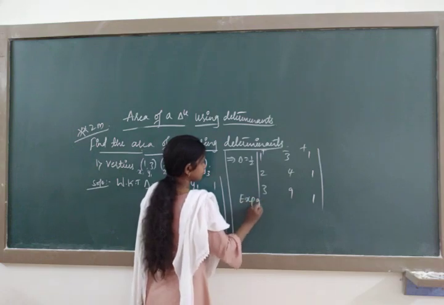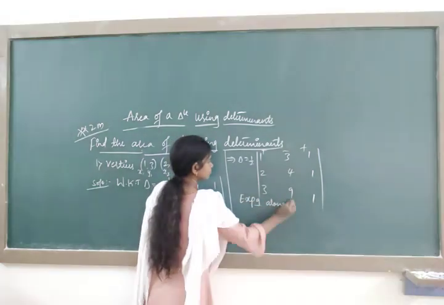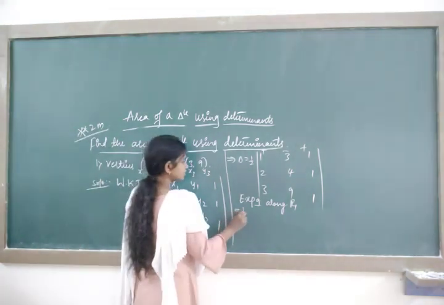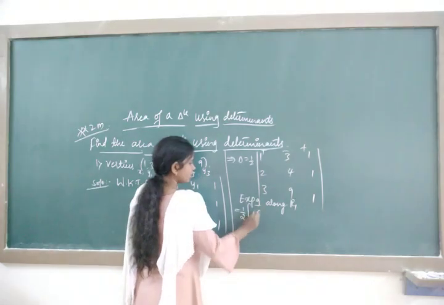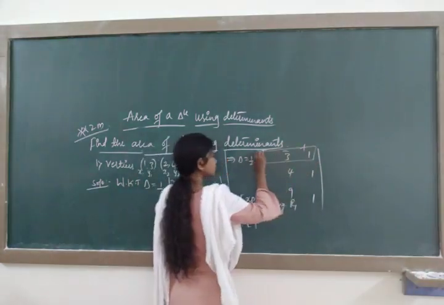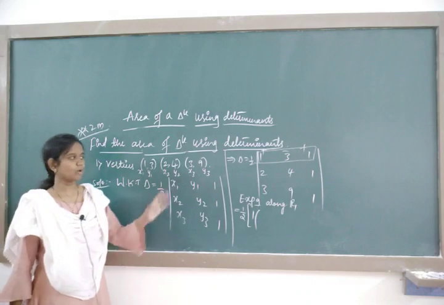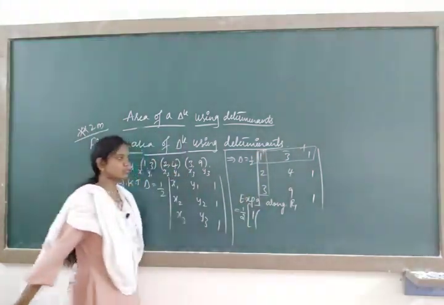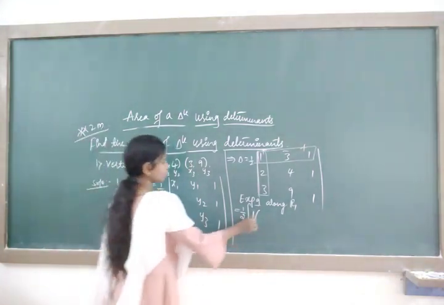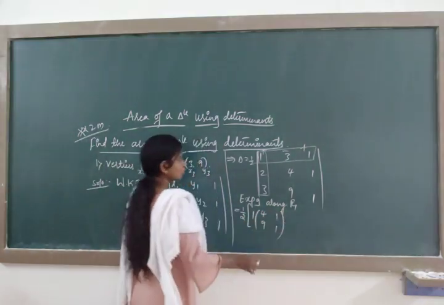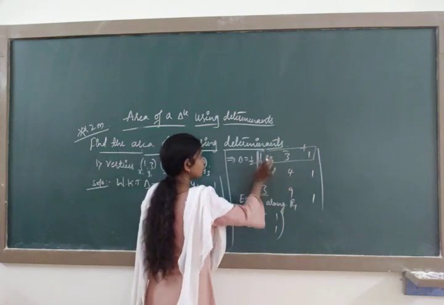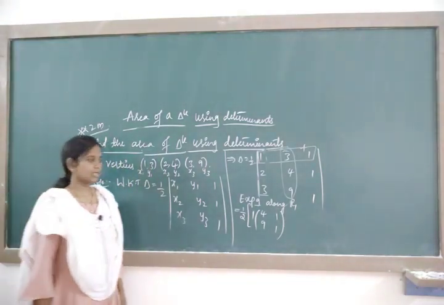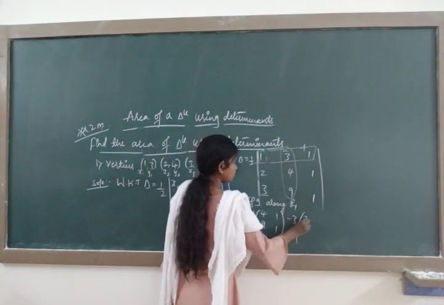Expanding along R1. So half will be as it is. When we are expanding along R1, the first row will be completely closed, and one by one the columns will be closed. Now the first column will be closed. It means what remains? 1 of (4 1; 9 1). Now the first column opens. The second column will be closed. So what remains? Minus 3 of (2 1; 3 1).